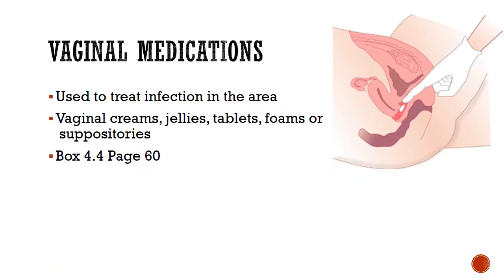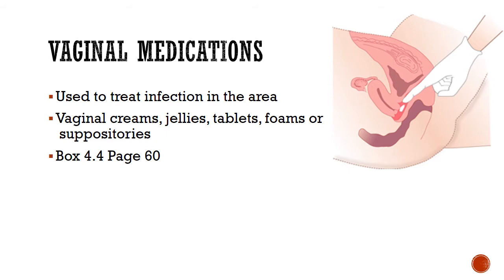Vaginal medications are listed, or a description of what we're doing with vaginal drugs are on page 58 in your book. We generally give these drugs to treat infection to whatever area might be going on vaginally. We also administer something like estrogen hormones, different things like that into the vagina as well. These type of drugs can come in creams, jellies, tablets, foams, or suppositories. Those are examples of certain types of vaginal drugs.